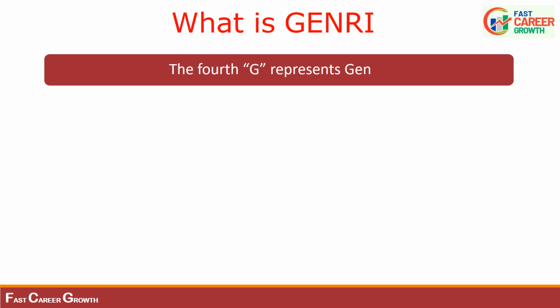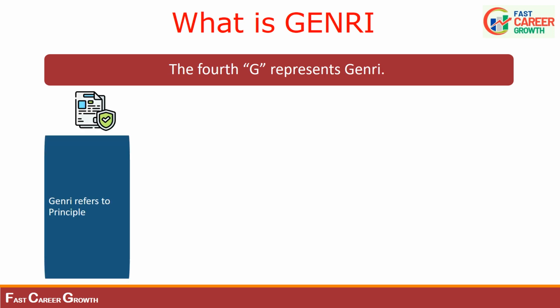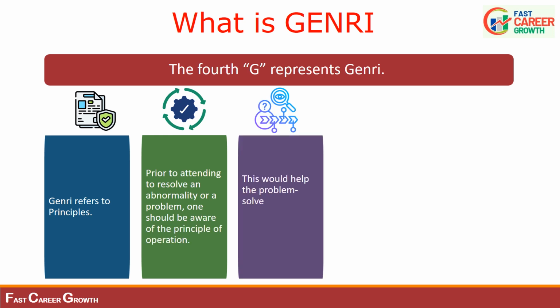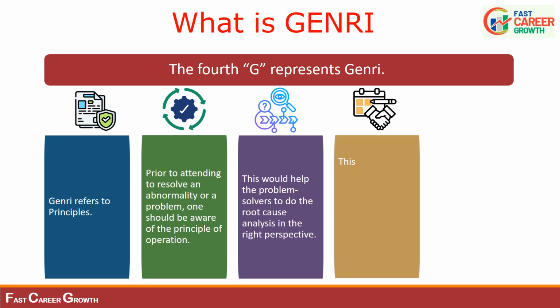Next, what is GENRI? GENRI, the fourth G, represents GENRI. GENRI refers to principles. Prior to attending to resolve an abnormality or a problem, one should be aware of the principle of operation. This would help the problem solvers to do the root cause analysis in the right perspective. This is because knowing the operational principle would help the team discriminate the current condition from the ideal condition.